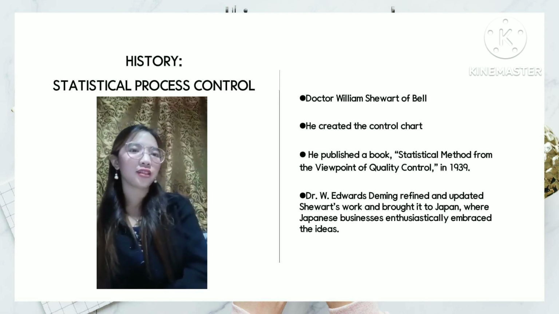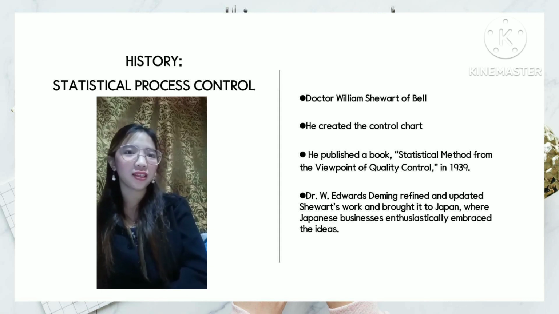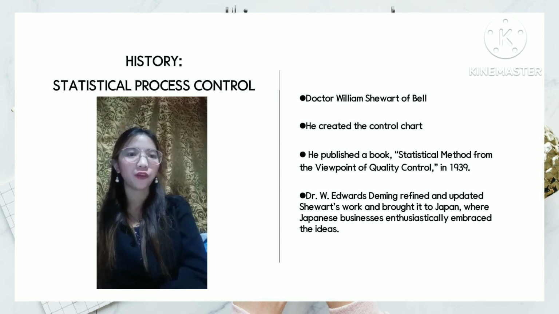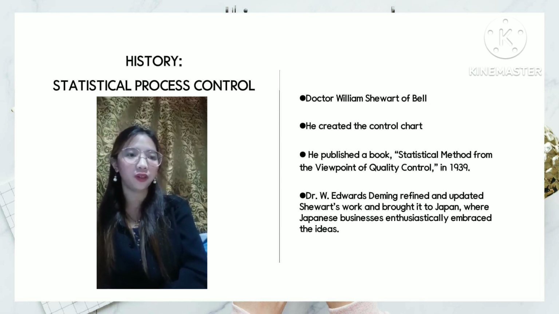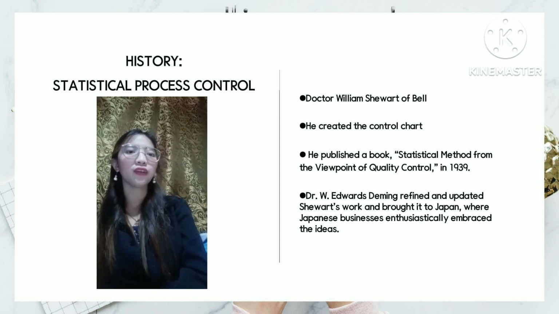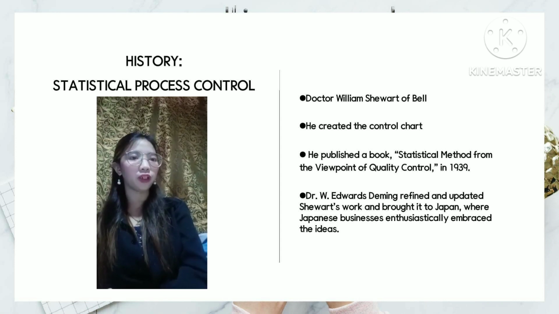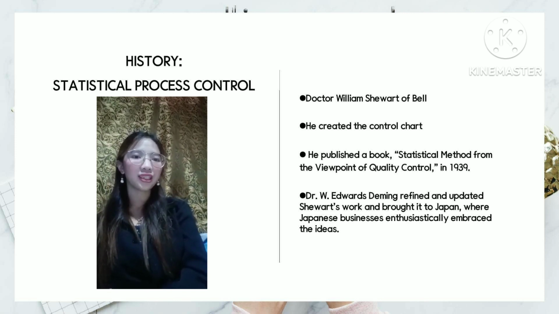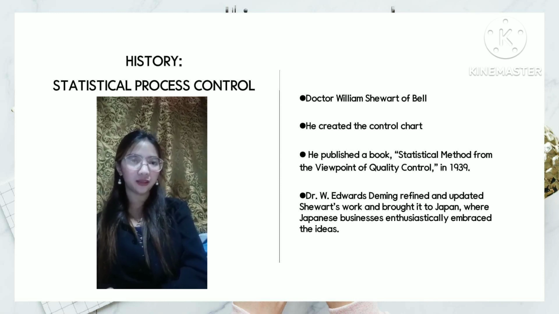The history of statistical process control. It may surprise you to know that statistical process control has been around for almost a century. In 1924, Dr. William Shewhart of Bell Laboratories researched methods of improving manufacturing quality and lowering costs, which laid the groundwork for SPC. He created a control chart to determine whether a process was in or out of control. He published a book, Statistical Method from the Viewpoint of Quality Control, in 1939.